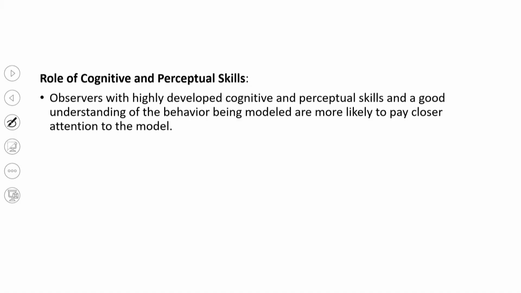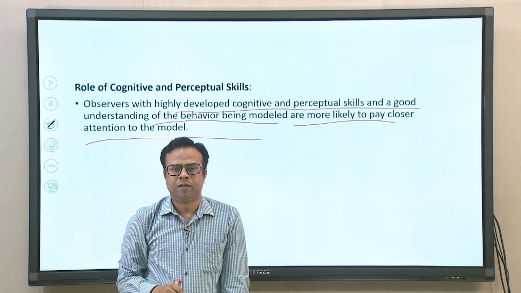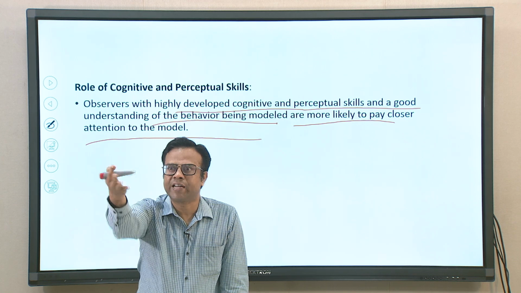Also, the role of cognitive and perceptual skills is very important. Observers with highly developed cognitive and perceptual skills and a good understanding of the behavior of whatever the model is doing are more likely to pay closer attention. If the person observing another person's action has better cognitive ability, meaning better understanding and processing ability, they are more able to look closely at what is going on. If they have good understanding of whatever behavior they are looking at, they will likely pay more attention, because they understand what is going on.